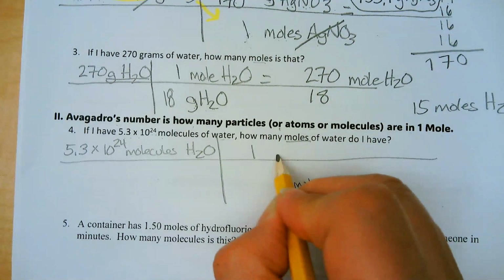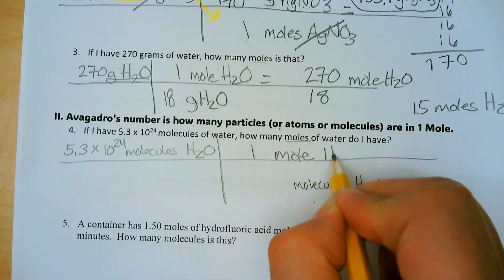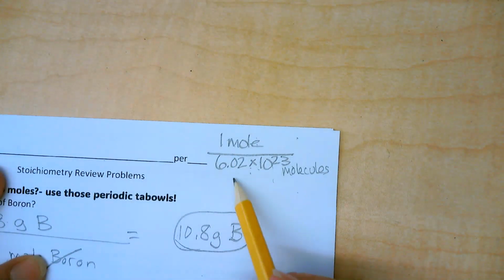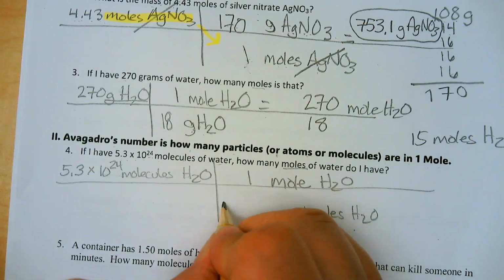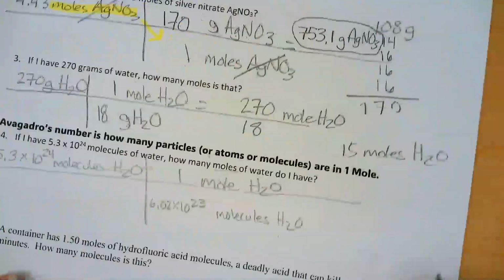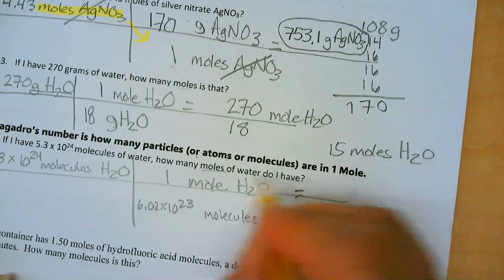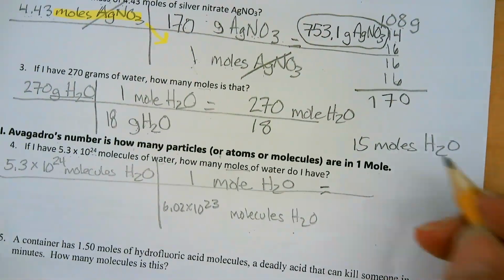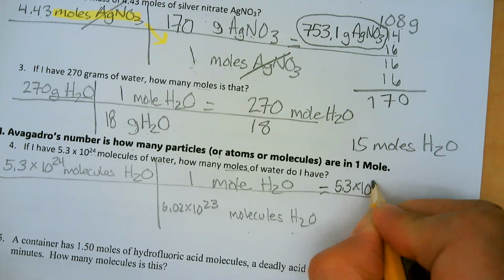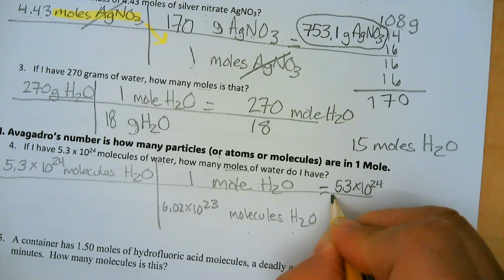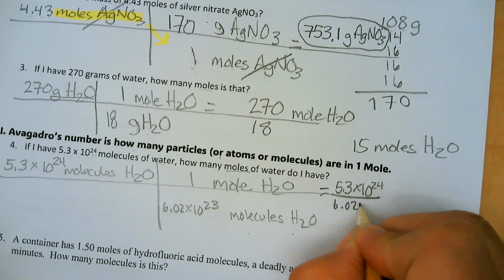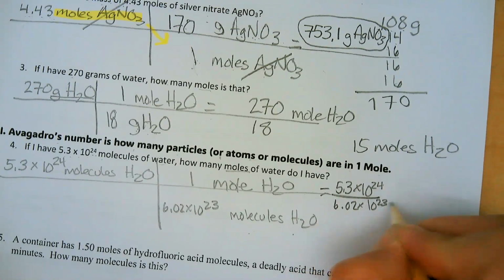So 1 mole is how many molecules? Well, 1 mole is that many molecules. All right. So now we got to know how to divide 5.3 times 10 to the 24th divided by 6.02 times 10 to the 23rd.